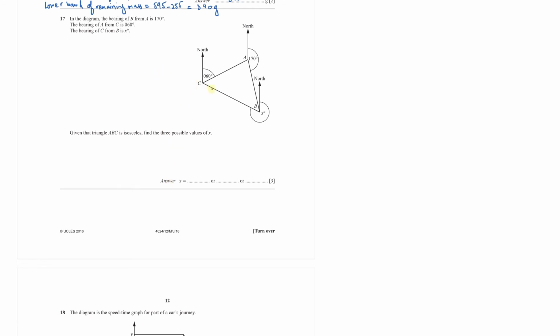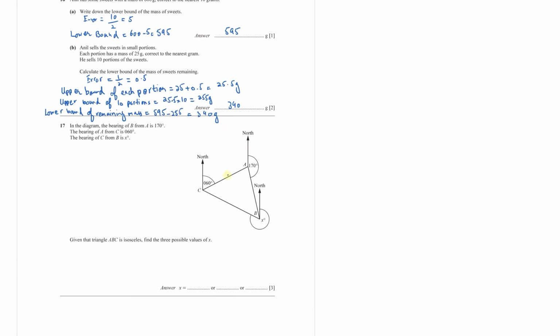So the three possible values of x would be the three combinations of sides that could be equal to make this triangle ABC isosceles. You could have AC and AB equal, or AC and BC equal, or AB and BC equal. So we'll solve for x for these three possible cases.